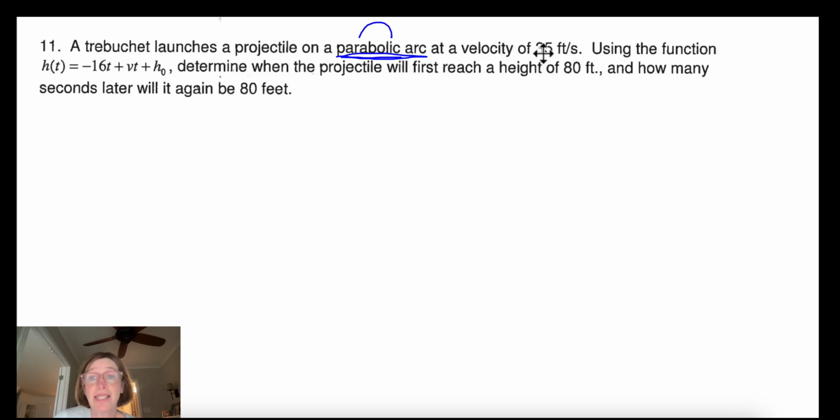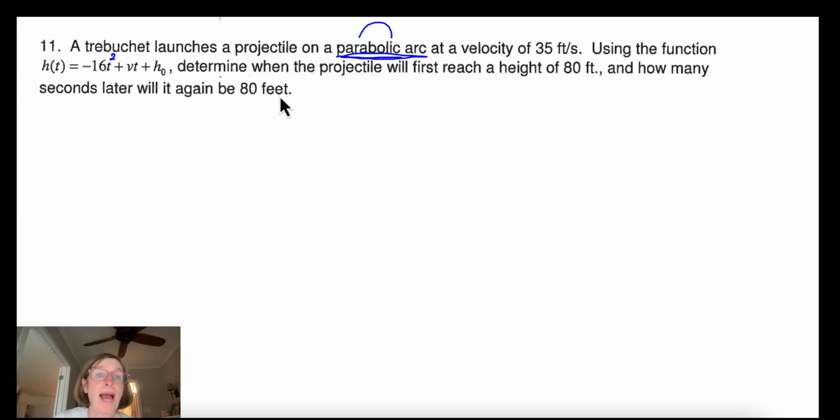And we've got a velocity of 35 feet a second, and it says using the function h of t equals negative 16 t squared plus vt plus h sub 0. And it says determine when the projectile will first reach a height of 80 feet, and how many seconds later will it again be at 80 feet.